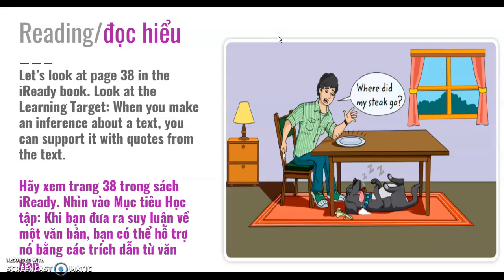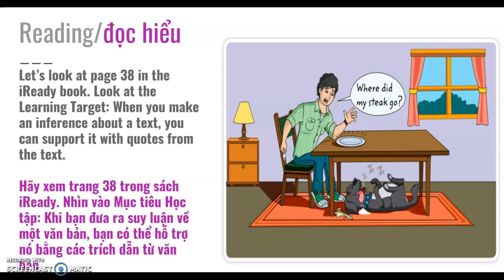Okay. All right. Get out your iReady books. Look at page 38. Here's our learning target. That when you make an inference about a text, you will support it with quotes from the text. You will use evidence from the text.